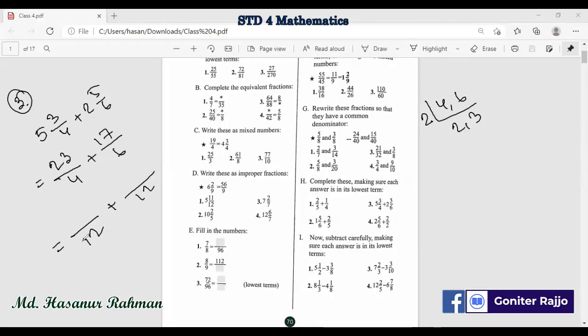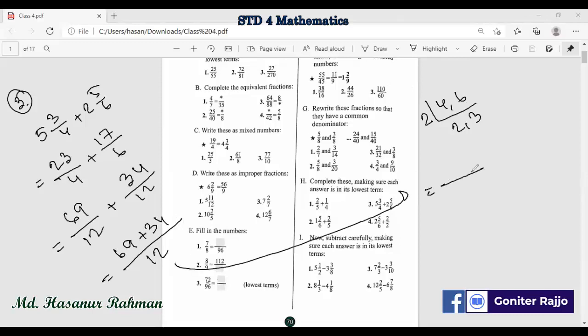4 times 3, that is 12. 23 times 3, that is 69. 6 times 2, that is 12. 17 times 2, that is 34. Okay. So now that we have the common denominator, we have to add the numerators 69 plus 34. Okay. So 69 plus 34, what will it be?